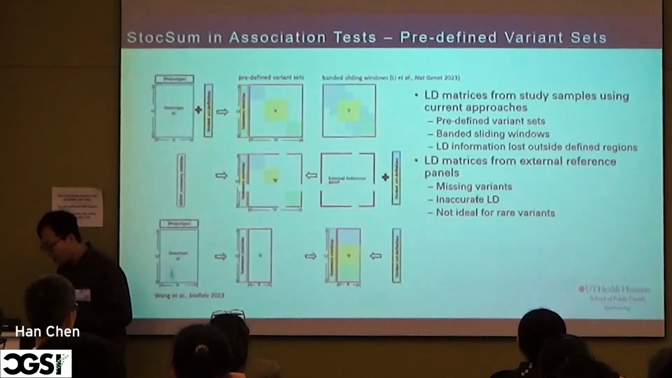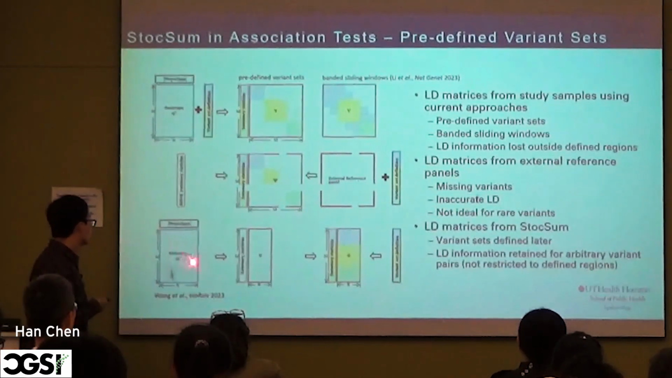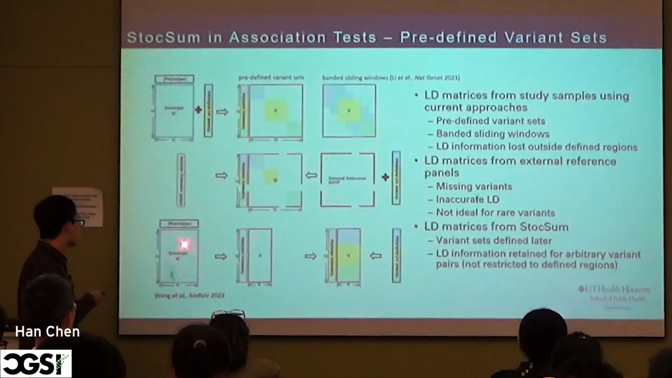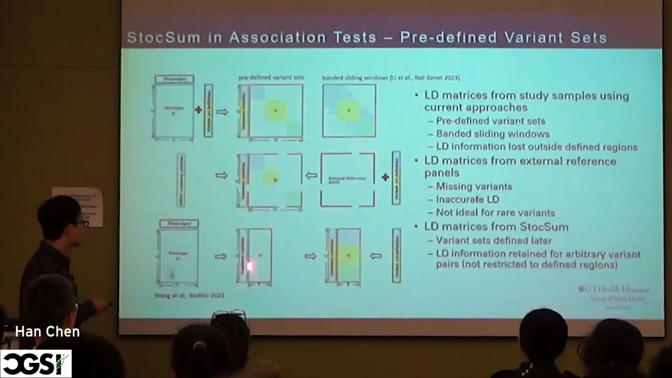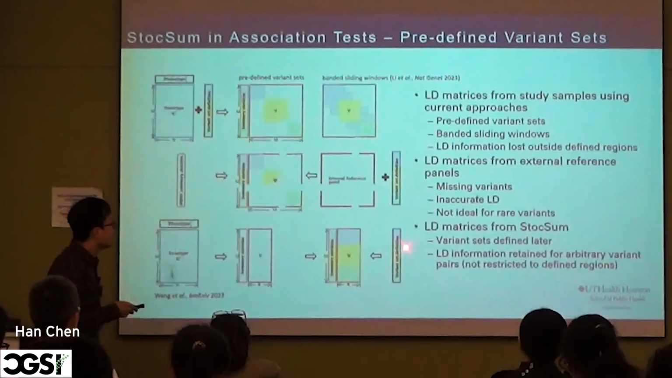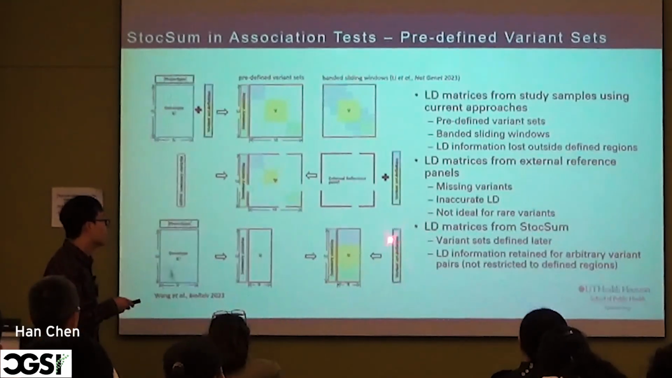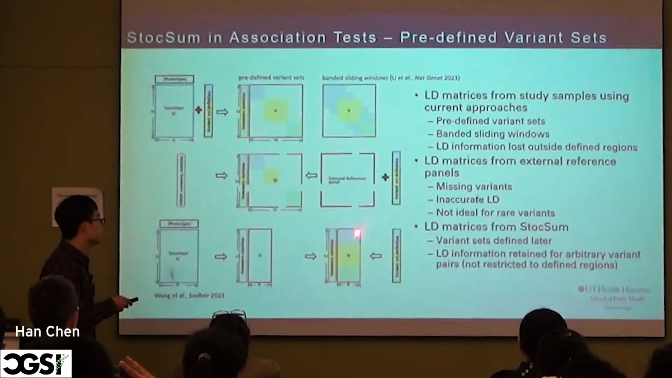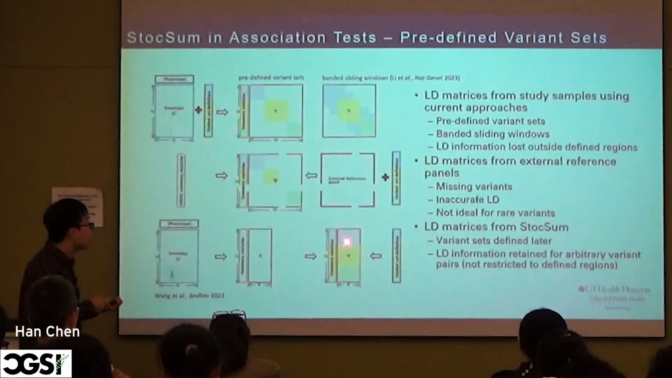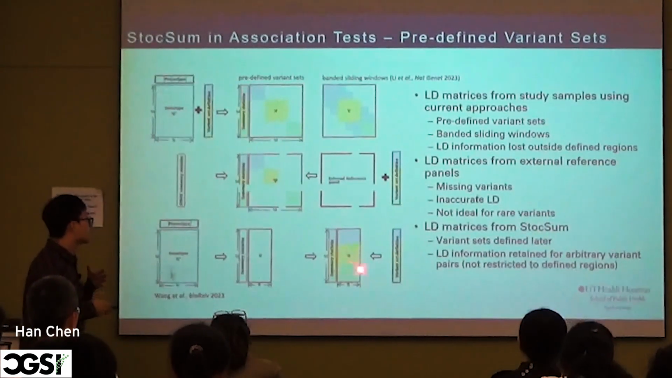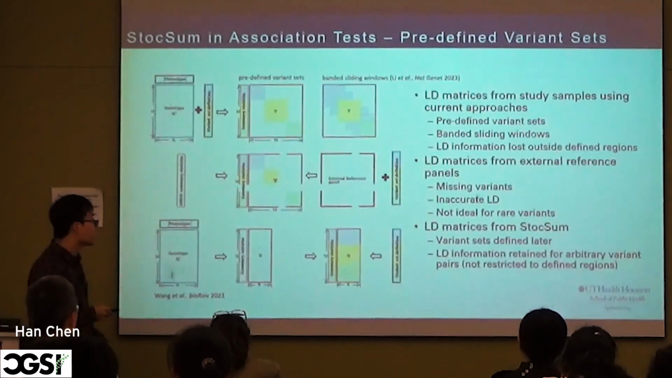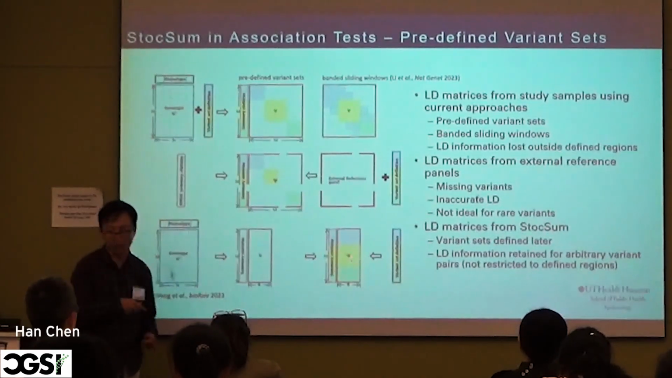So that's not a good approach. What we propose to do is that we just multiply this by the random matrix once to get the single variant summary statistics and the stochastic summary statistics U. We get that once, and then we can use any type of variant definition, and then we're basically just extracting the corresponding rows from this U matrix to calculate all the quantities we need. So this is the most flexible way.